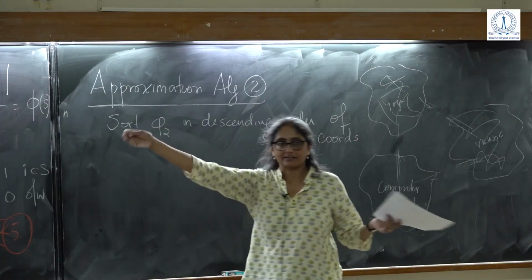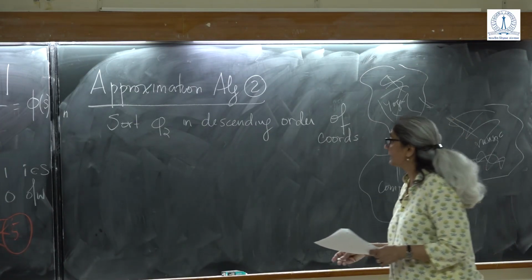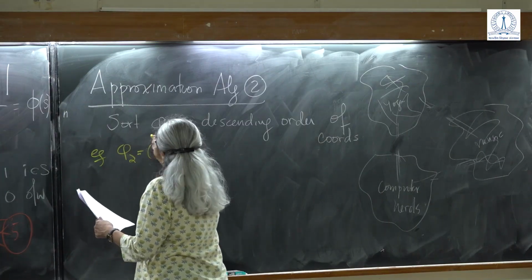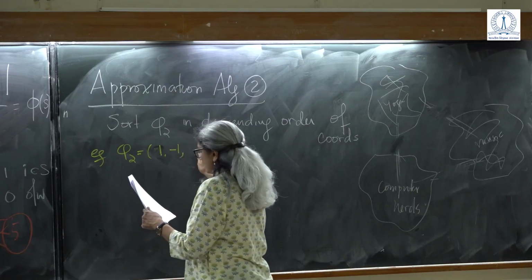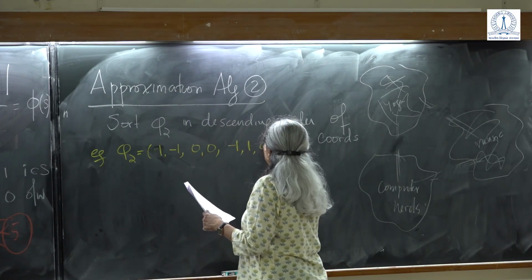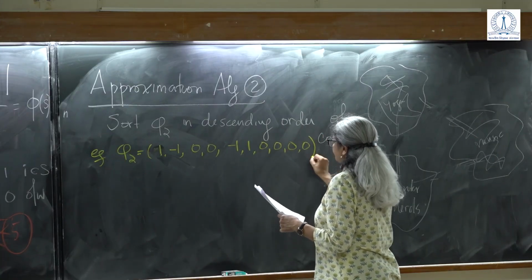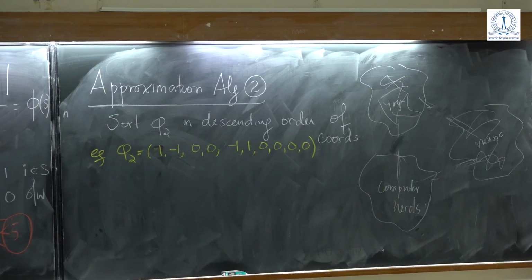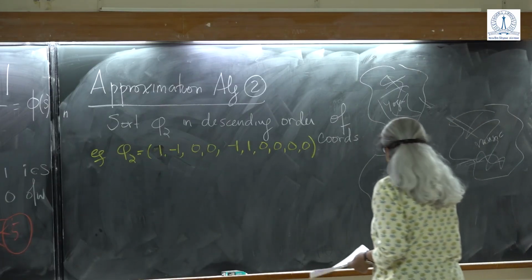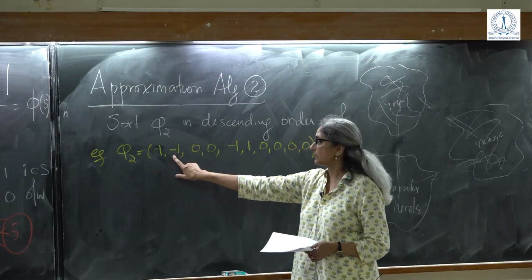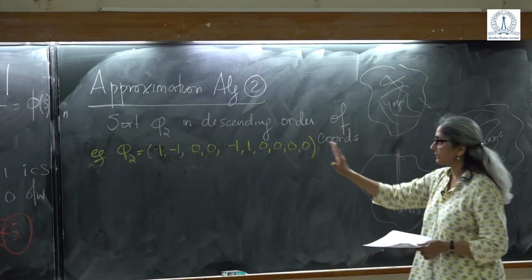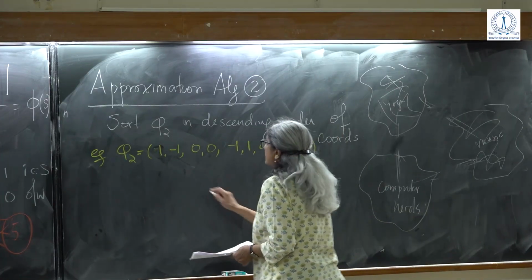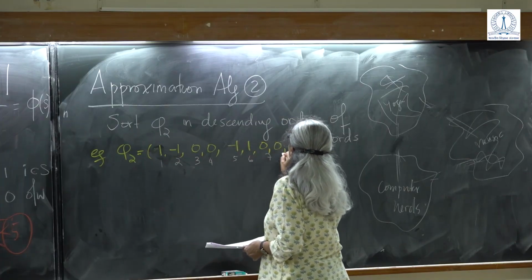Okay? So phi of 2 is some vector, and let's do an example maybe. So let's keep an example on the side here. So example phi of 2 might be 1, minus 1, 0, 0, minus 1, 1, 0, 0, 0, 0. Okay, that's some phi. This is actually the phi of 2 for the Petersen graph. This is the second eigenvector of the Petersen graph. And every number here comes with an index, right? This is the first, the second, third, fourth, and so on. So I'm going to sort them in decreasing order. So let's put the numbers here: 1, 2, 3, 4, 5, 6, 7, 8, 9, 10.